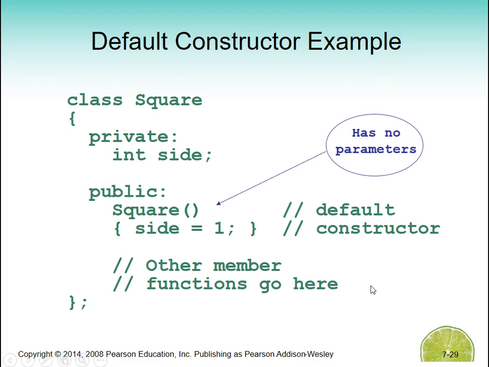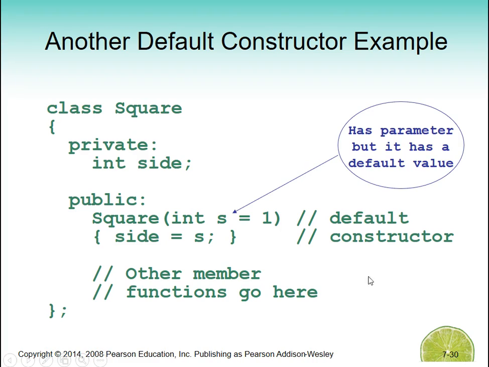Here is an example of a default constructor for a square. You have your instance fields here, and then you have your constructor, and the square has a default value of 1. This is an example of a parameterized constructor that also has a default value. If I don't send it a value, it's going to assign 1 as a default value. Otherwise, it's going to take the value s that's assigned and assign it to side.